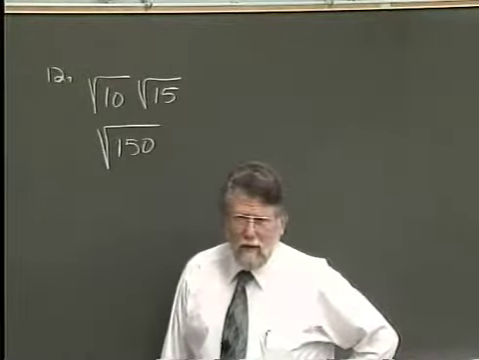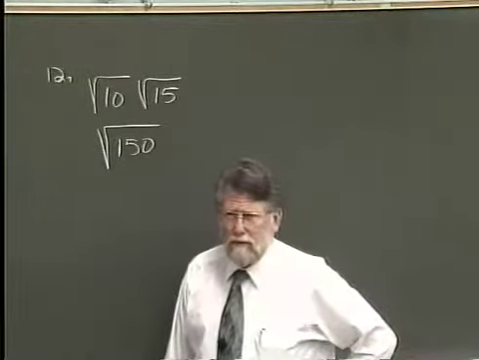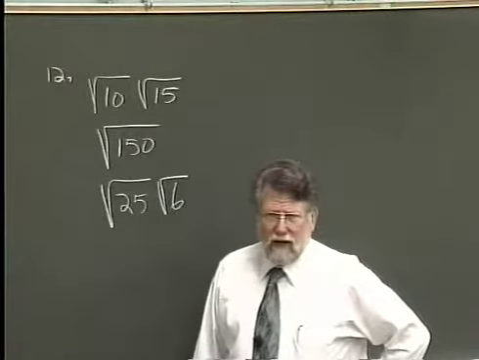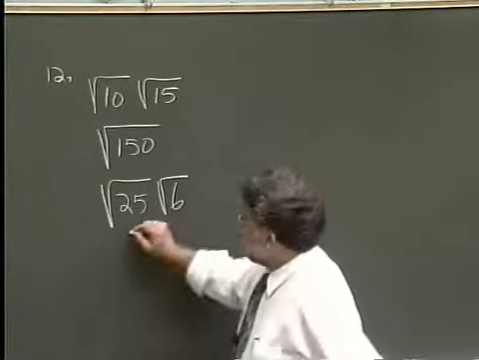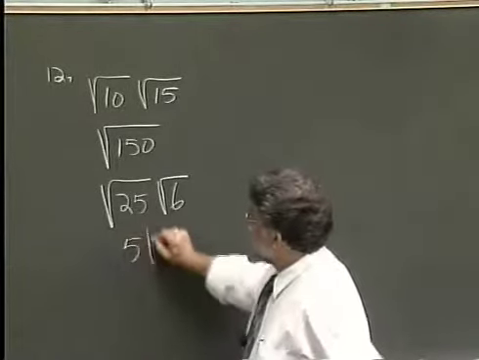Think money. How many quarters for $1.50? 6. So 25 times 6. Okay, that's not working well. I can tell. We're in trouble. That's what I was wanting you to see. The perfect square. What do I do with the square root of 25? So I can have 5 times the square root of 6, and that will be considered the best answer.